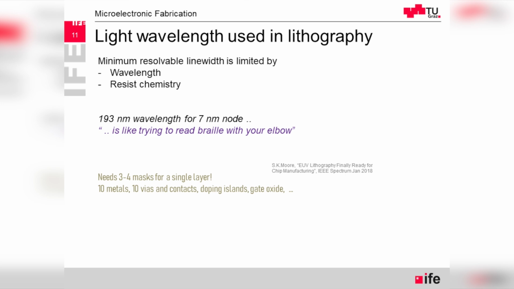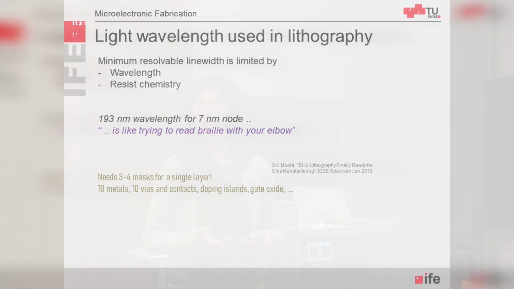And it's quite amazing that it was even possible to do 7 nanometer feature size with this wavelength. Somebody said it's like trying to read Braille with your elbow, because the difference between those two numbers is so incredible. The way it's done, there are special techniques for photolithography which exploit the optics, and with 3 to 4 masks, the single layer can be formed.